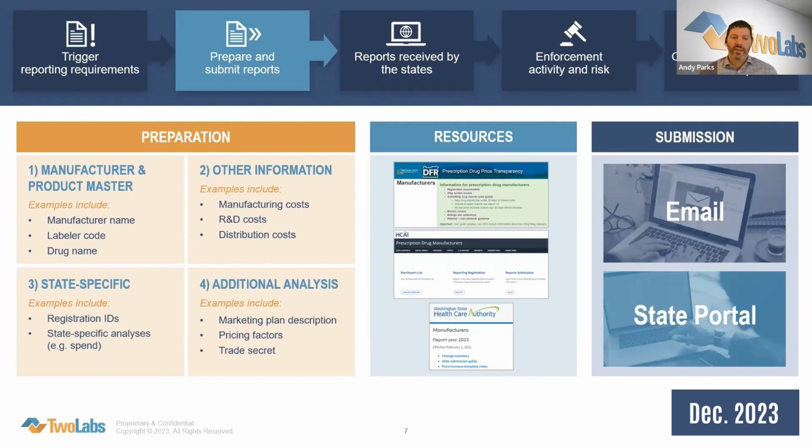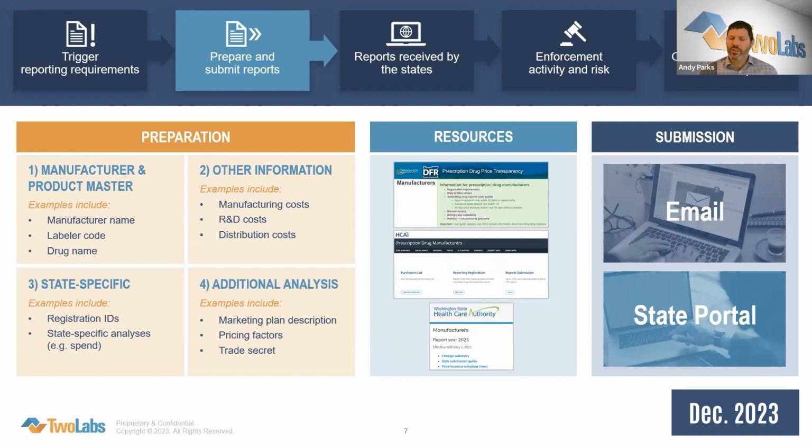One could be some states might look for a description of the marketing plan that is used or will be used for the new product. Another theme that we see is pricing factors, where states might say, list out all of the different factors that were considered and addressed when you established your launch price or your launch WAC. Could be listing the factors along with additional narrative on the supporting rationale as well.